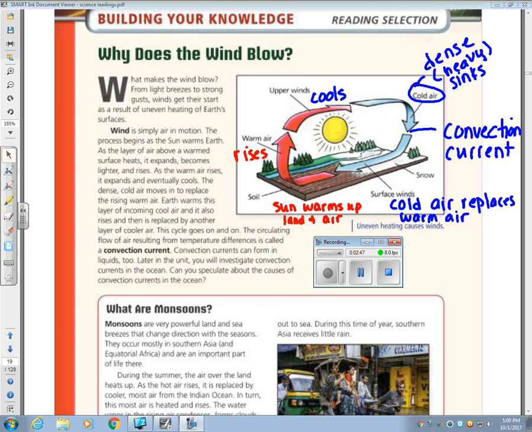Where the sun warms up the land and air, it rises, then it cools. The cold air is dense and heavy and sinks. The cold air then replaces the warm air. And when the cold air is replacing that warm air, that causes the breeze. Remember, this is a convection current because air is going in a circle because of that uneven heating.